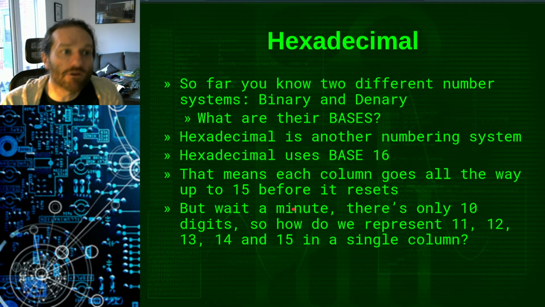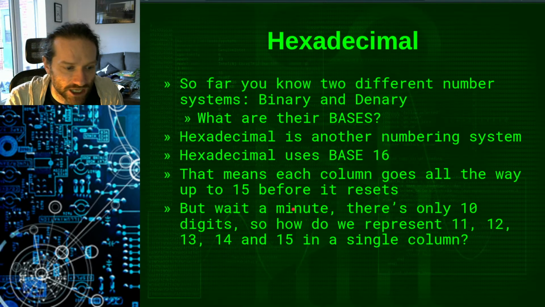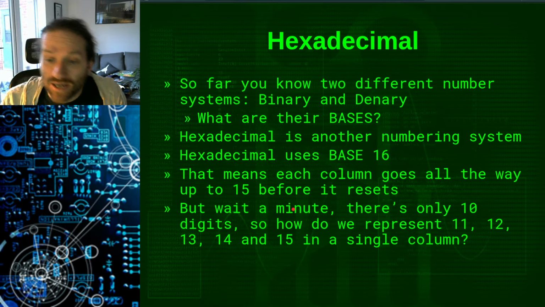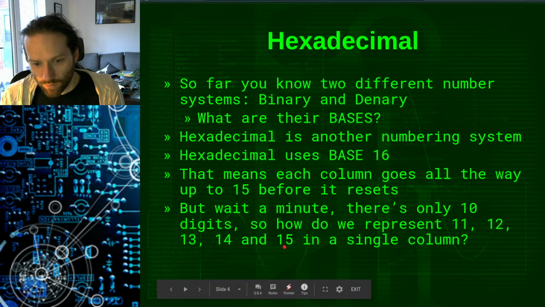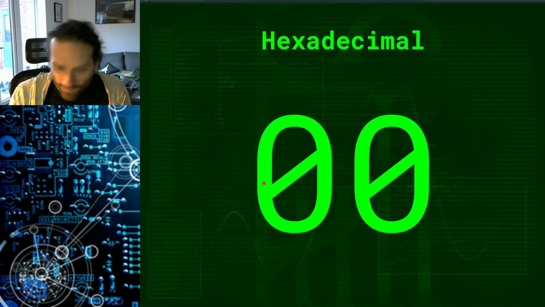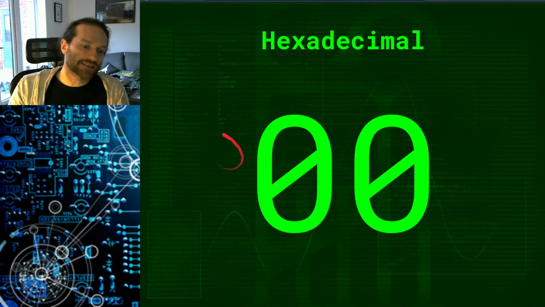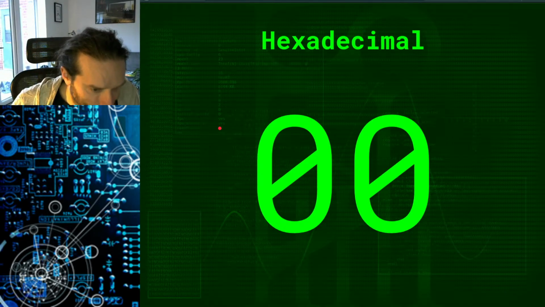The problem here, obviously, is that we can't go all the way up to 15 using a single digit unless we use some other digits, because obviously the Arabic numerals that we use for our number system only go up to 9. We need to use other ones. So we use A, B, C, D, E, and F. Right? If we're going to count up in hexadecimal, again, as always, start from 0.